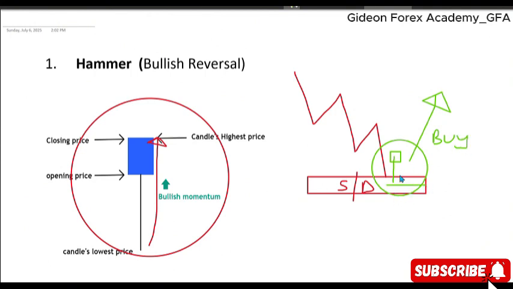You place your stop loss just below that wick, that wick of that hammer. That's where you place your stop loss. All right, so that is just an illustration. As I said, the hammer sometimes can be red or blue or green. As long as the structure is the same, they both indicate bullish momentum. Let not the colors fool you.